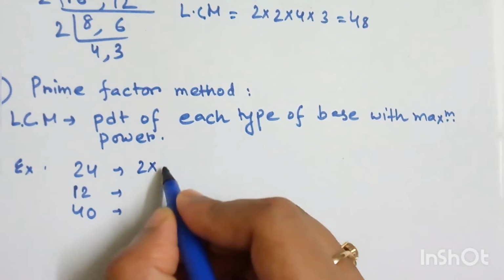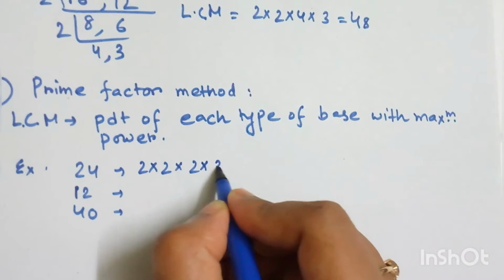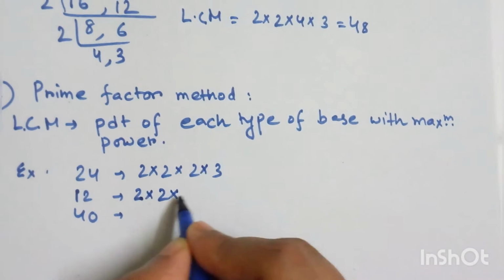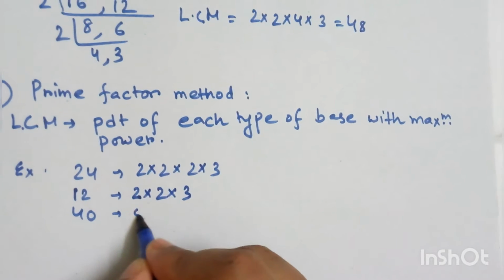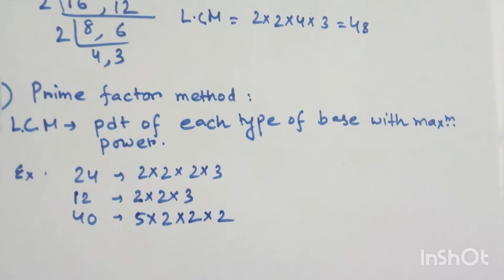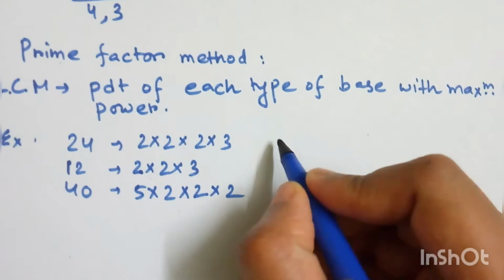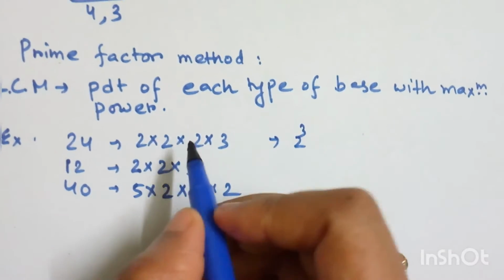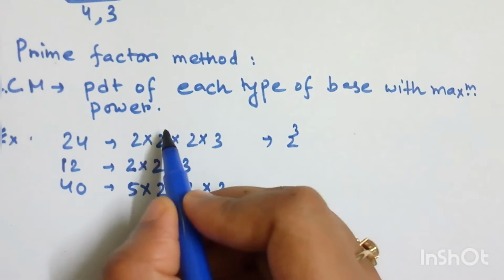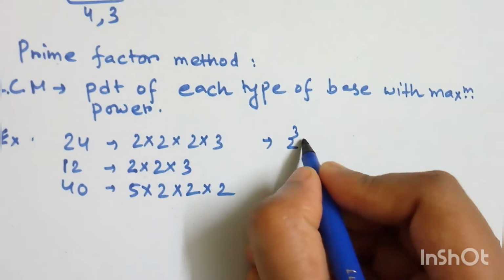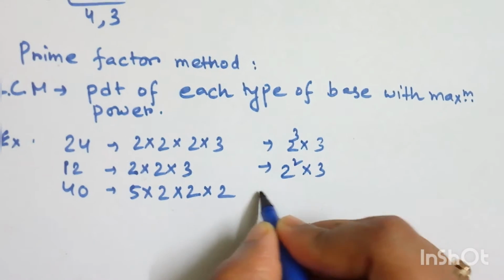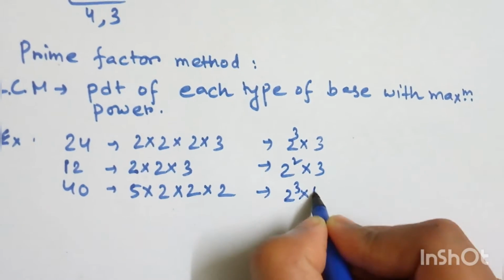24 is 2 into 2 into 2 into 3. 12 is 2 into 2 into 3. And 40 is 5 into 2 into 2 into 2. We can write this like 2 to the power 3 into 3. We can write this 2 to the power 2 into 3 and this 2 to the power 3 into 5.